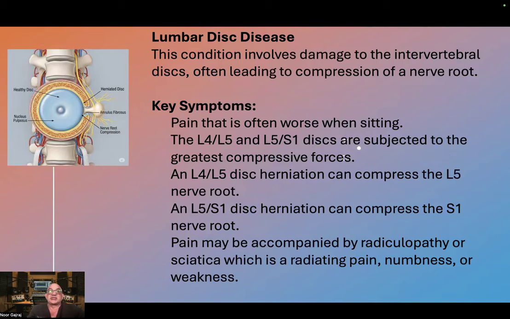Lumbar disc disease. This condition involves damage to the intervertebral discs, often leading to compression of a nerve root. Key symptoms: pain that is often worse when sitting. The L4-L5 and L5-S1 discs are subjected to the greatest compressive forces. An L4-L5 disc herniation can compress the L5 nerve root. An L5-S1 disc herniation can compress the S1 nerve root. Pain may be accompanied by radiculopathy or sciatica, which is a radiating pain, numbness, or weakness.